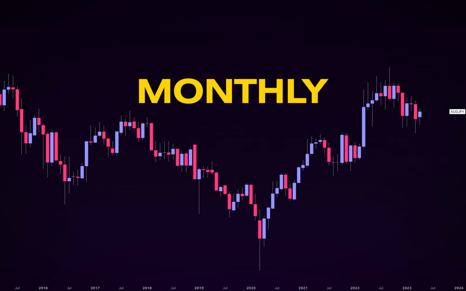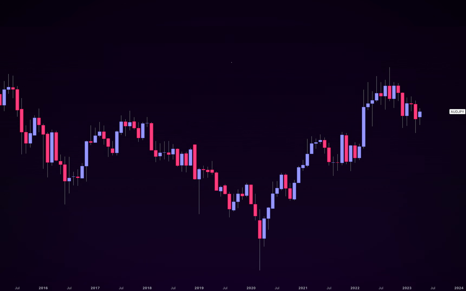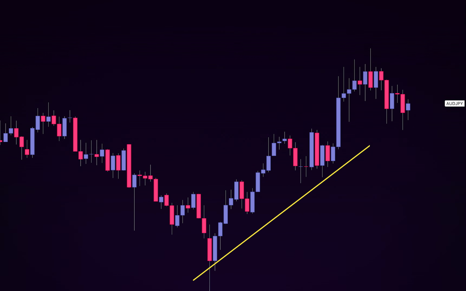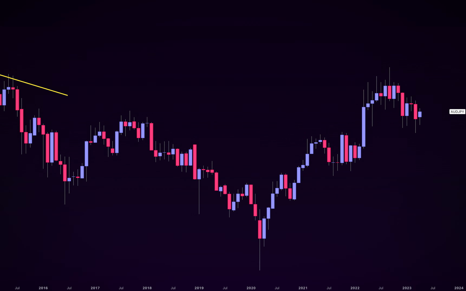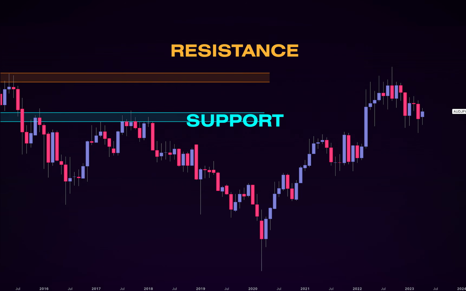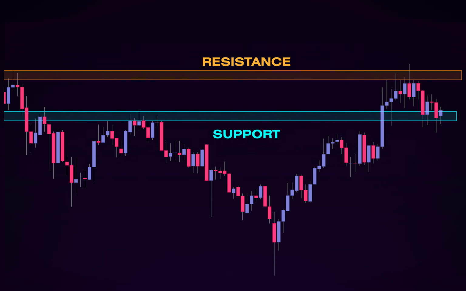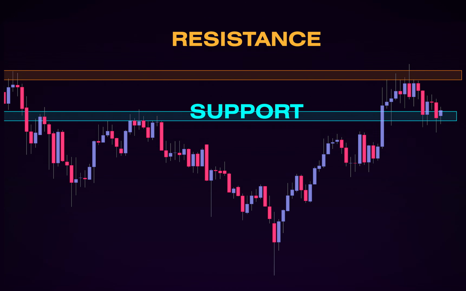So on the monthly chart, I'm not looking for anything too detailed, just the overall Forex market trend and major support and resistance zones. Is the market forming higher highs and higher lows in an uptrend, or lower highs and lower lows in a downtrend? Understanding this gives me a clear sense of the market direction. And as I said, I also mark out key price levels where the price could potentially reverse, but I'm not getting too specific at this stage.